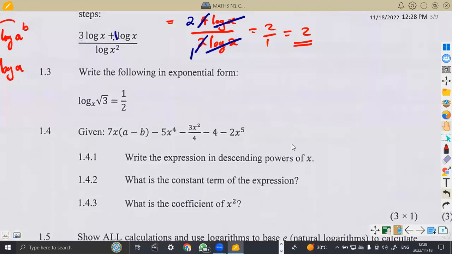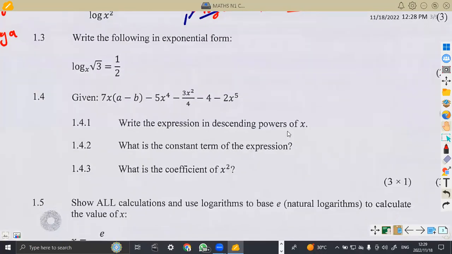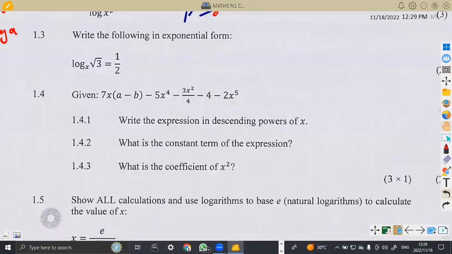All right, 1.3, write the following in exponential form, guys. This is a direct method that you are given. Logarithm of a in base b is equal to c. In exponent form, we know that a is equal to b to the exponent of c. So that's what we have here. We have our a here, our b, and our c.